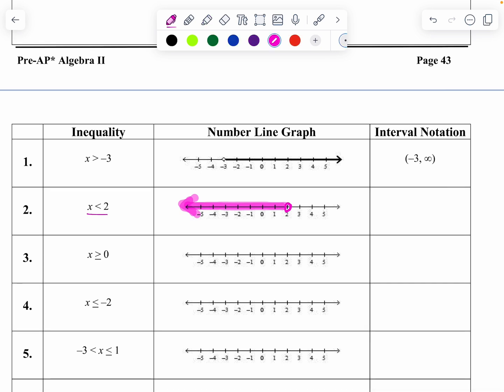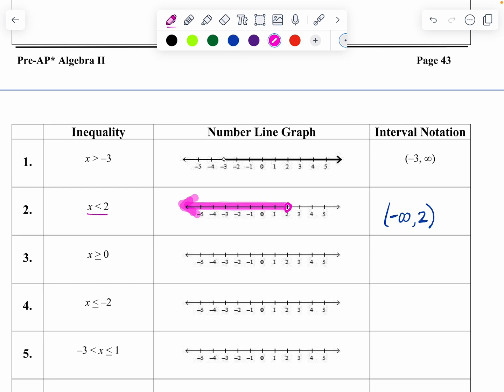And then if I write that in interval notation, I'm going to have that x starts where? Well, it doesn't really have a starting point. It goes forever to the left. So we're going to say it starts at -infinity, and it goes up to 2, but does not include 2. So we leave it in open parentheses.